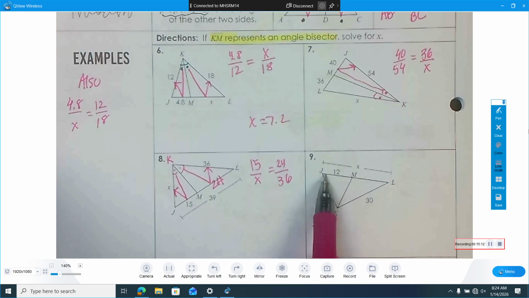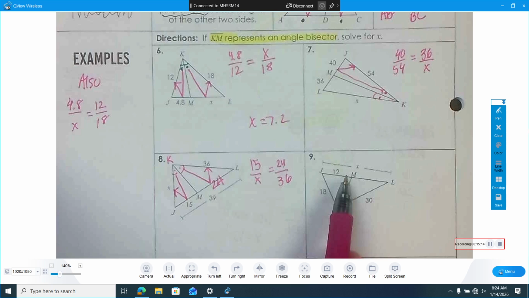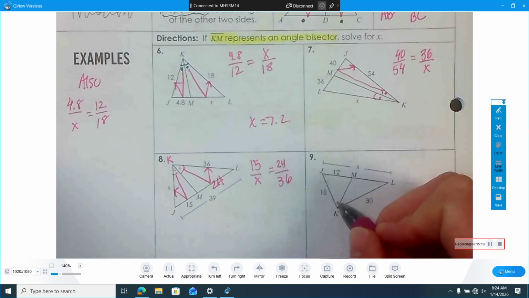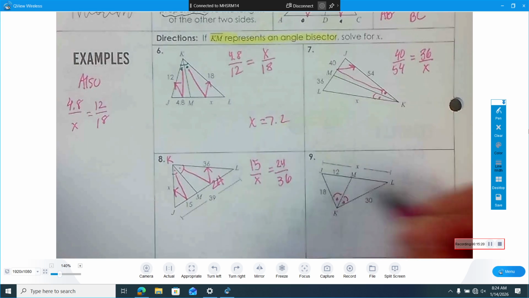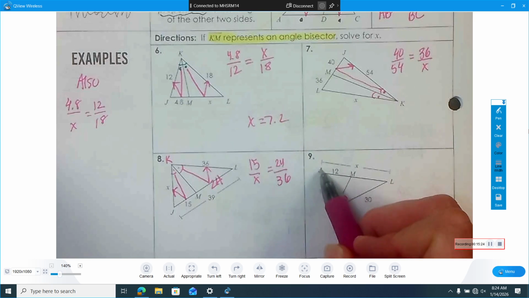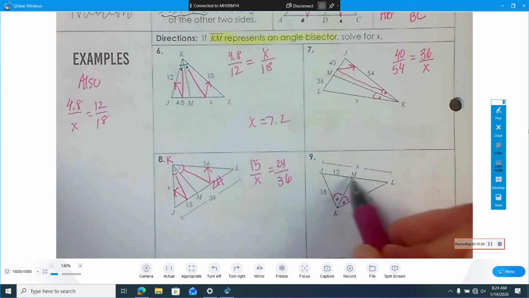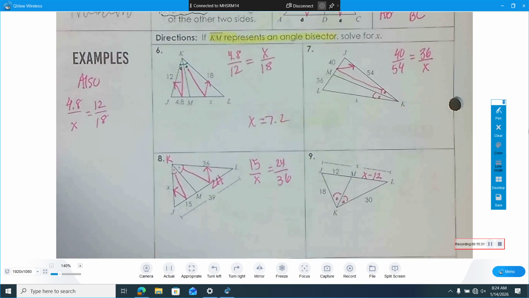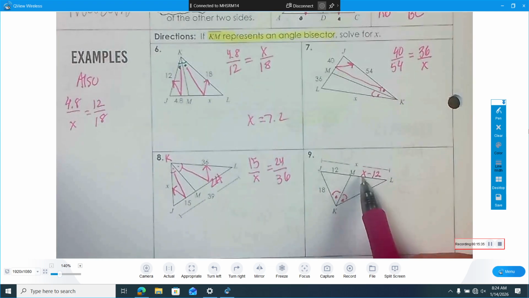On number 9, my whole thing is X, and I have a piece that's 12. So how do we figure out ML? X minus 12. Very good. The whole thing minus the 12 gives me the leftover bits. This is actually X minus 12 for this little piece here. So we are subtracting just like we did here, except X, we don't know what that number happens to be yet, okay?